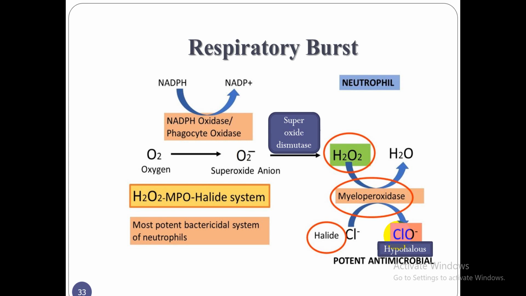And here you see the respiratory burst which can be activated inside the neutrophils or macrophages and produce reactive radicals of oxygen and also other toxic components for the microbes.